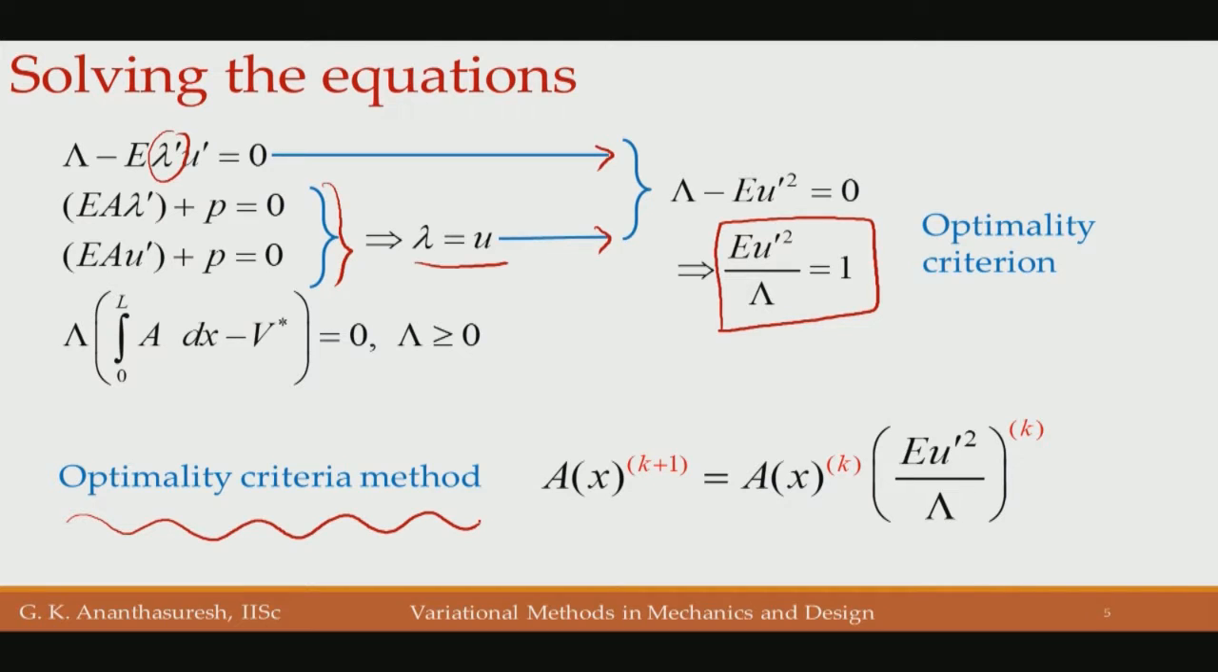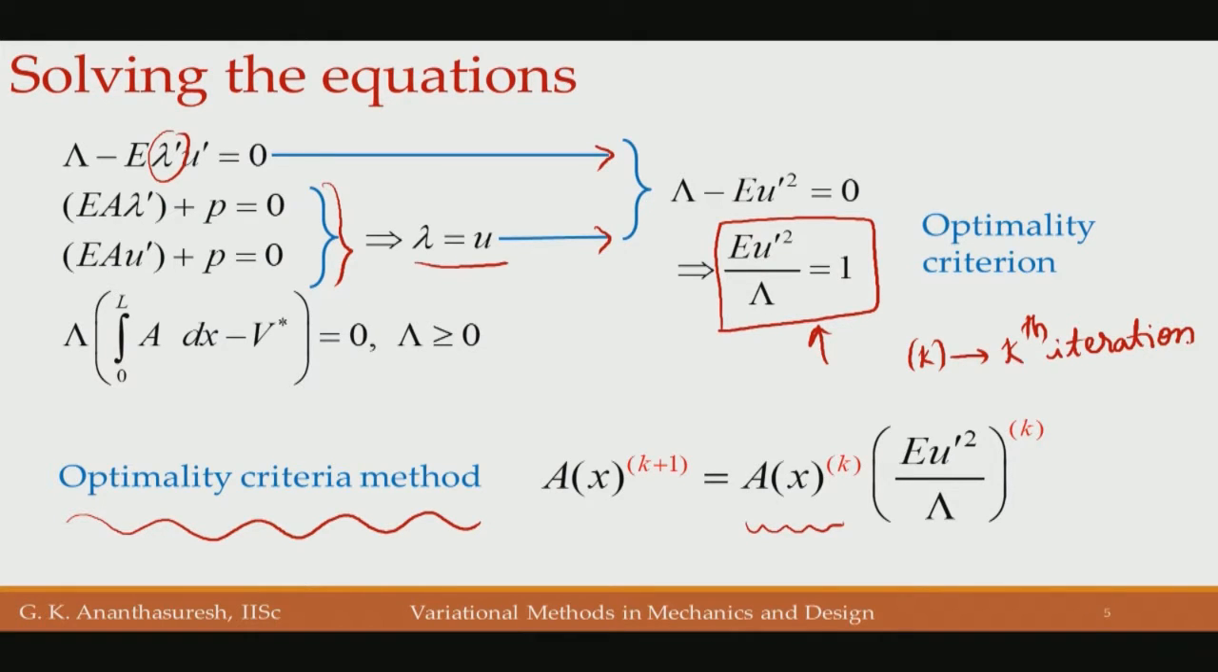What we do is, this is supposed to be 1. So, we multiply our a of x in the kth iteration. Here k refers to kth iteration.